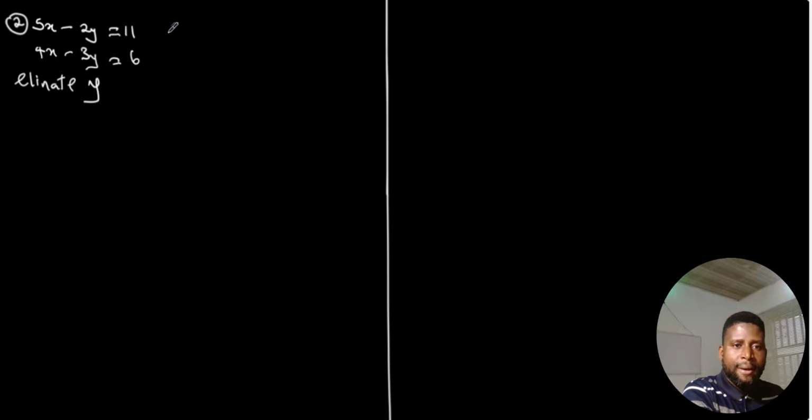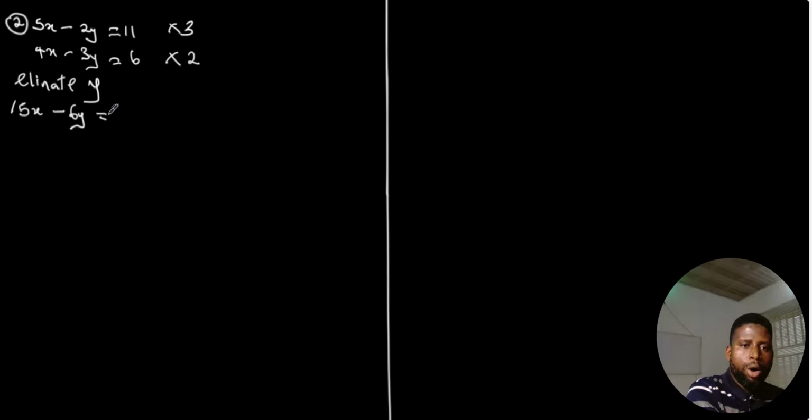And how do I do that? Multiply equation 1 by the coefficient of y in equation 2, which is 3. And then multiply equation 2 by the coefficient of y in equation 1, which is 2. Leaving the signs behind first. So I have 3 times 5x will give me 15x, minus 3 times 2y is 6y, equal 3 times 11 is 33. 2 times 4x is 8x, minus 2 times 3y is 6y, equal 2 times 6 is 12.